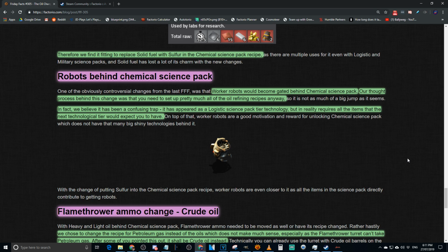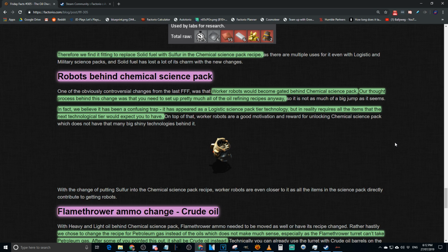So, last week, lots of people complained about changing over the robots, so it was behind chemical science. Our thought process behind this change was you need to set up pretty much all of the oil refinery recipes anyway, which I tend to agree with. You generally didn't set up bots without advanced oil.